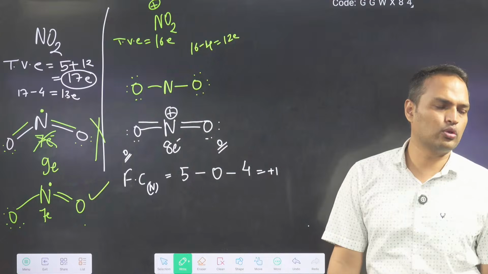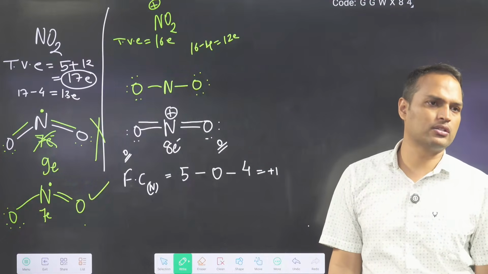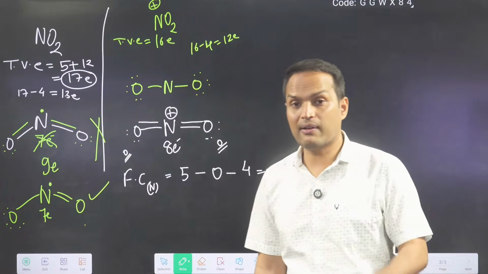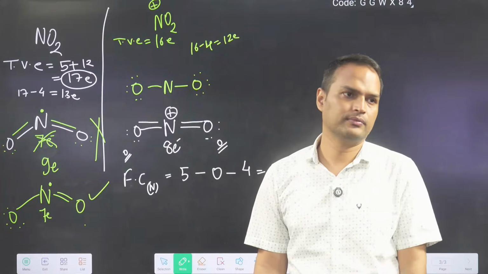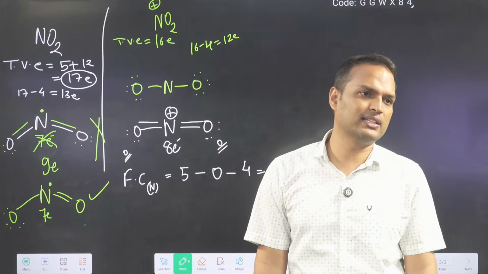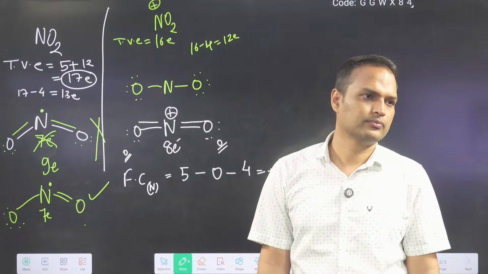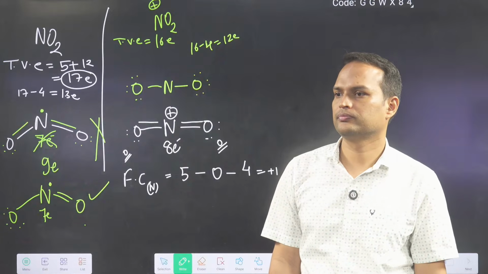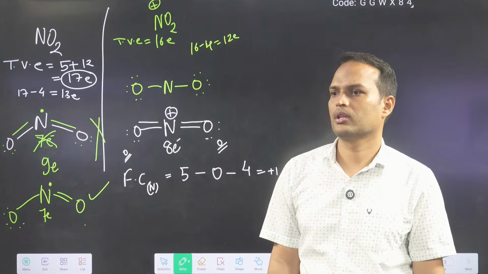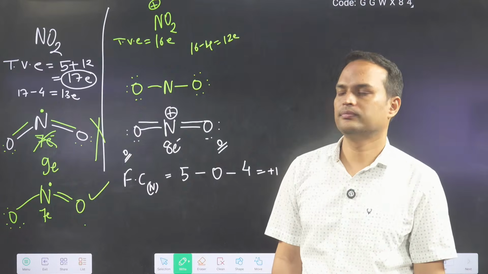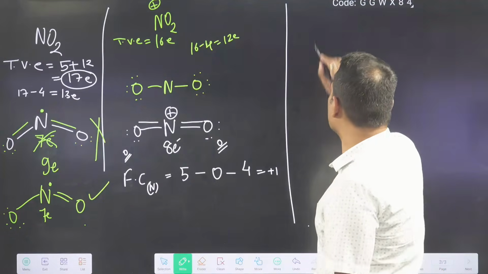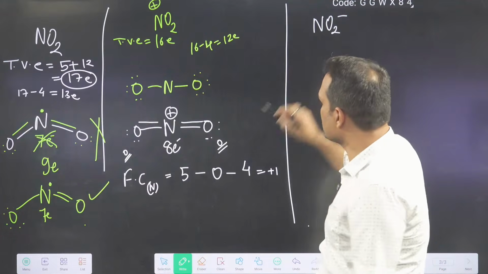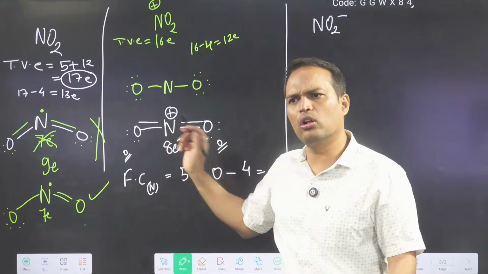So whenever nitrogen is having 3 bonds, no charge. When it is having 4 bonds, plus 1. Like oxygen, we have said in the last class. Nitrogen 4 bonds means plus 1. Clear? All okay? Can you make the diagram of NO2 minus? From now I can tell shape and all those things also.